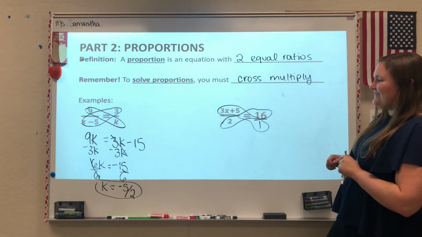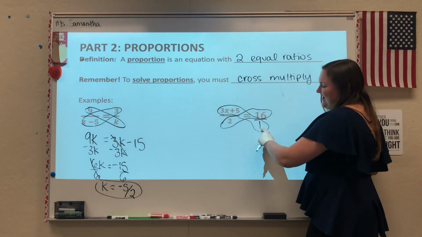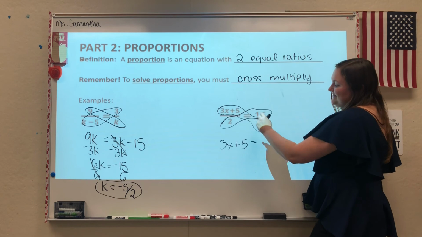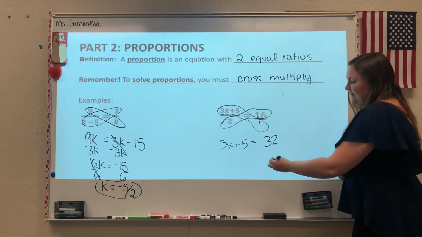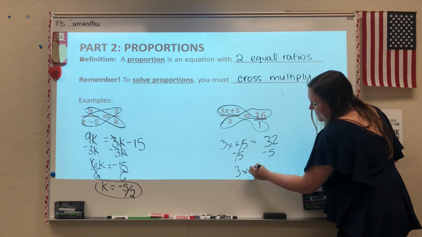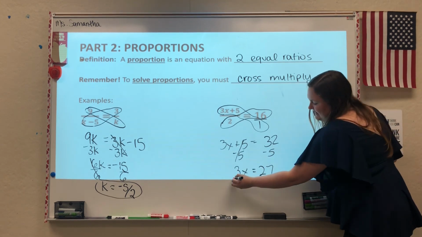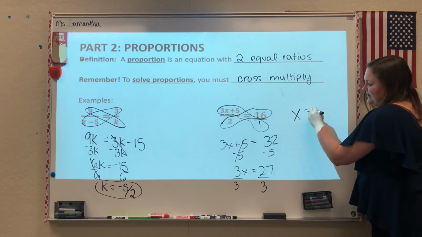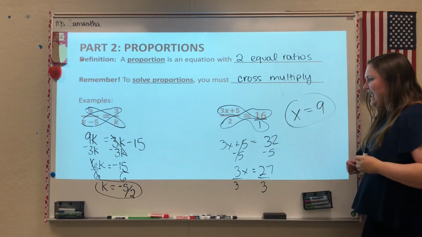Did you get it right? Well, 3x plus 5 times 1 is just 3x plus 5. 2 times 16 is 32. You would subtract 5 on both sides, which leaves you with 3x equals 27. And then that last step, divide by 3, leaves you with your answer, x equals 9.